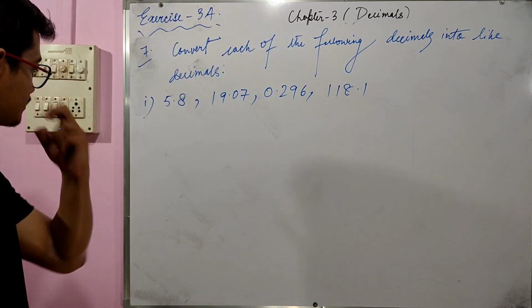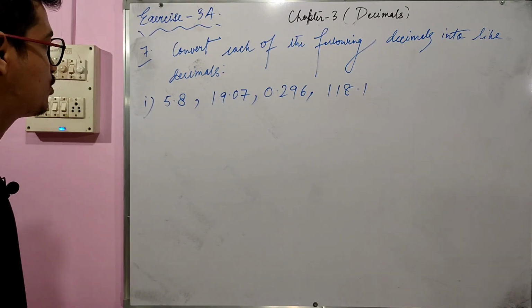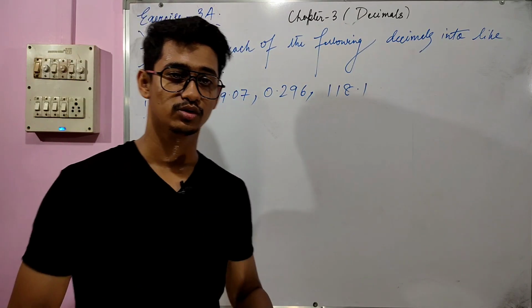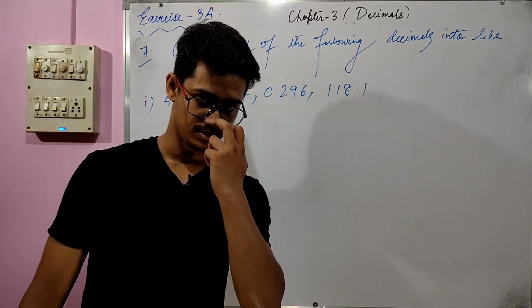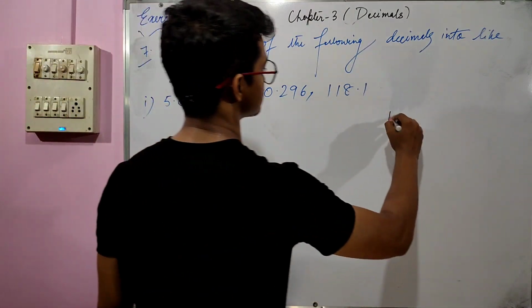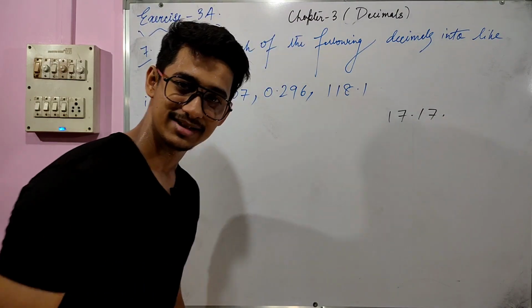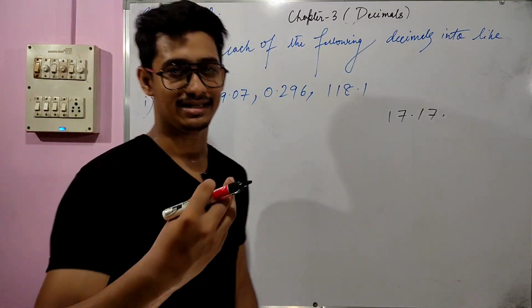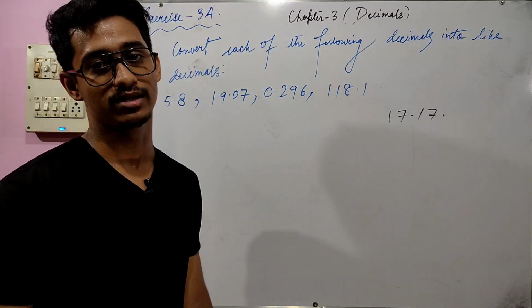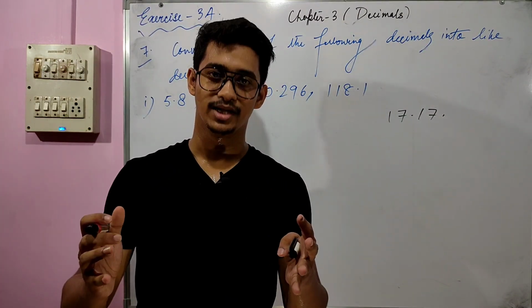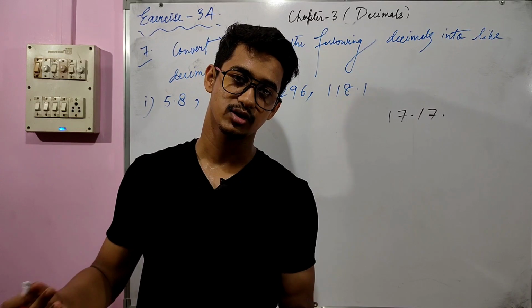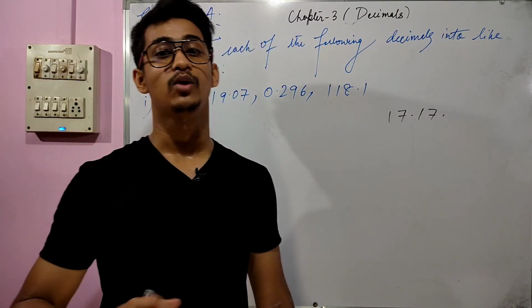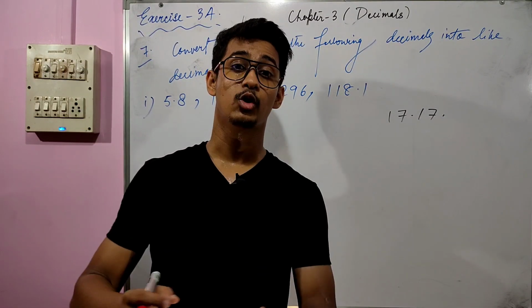Let's say I take this example: 5.8, 19.07 and 0.296. First of all, one more thing I forgot to tell you: how will you pronounce such a number? Suppose I take 17.17. After the point, we have to name each digit individually. Before the point, we club the number, for example 2,43,243.123. Here, after the point, we individually call each of the digits.